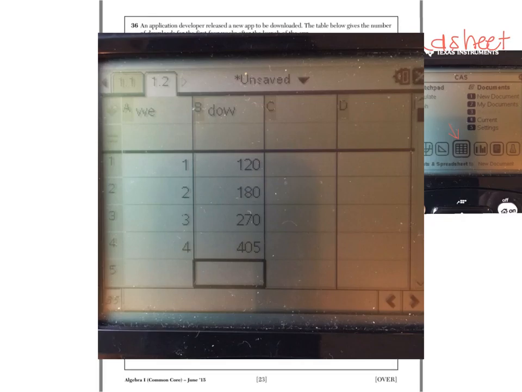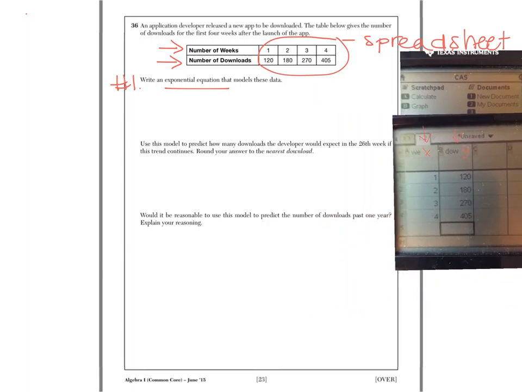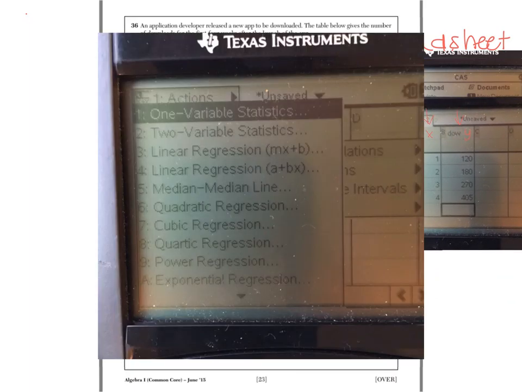Enter your information from the table in the columns and label it as I had stated before, WE and DOW, or you can just put X or Y if that's easier for you. Then you're going to hit menu for 1A, or you choose this right down here, exponential regression. It's going to give you the values for an exponential equation so that you can insert them in.